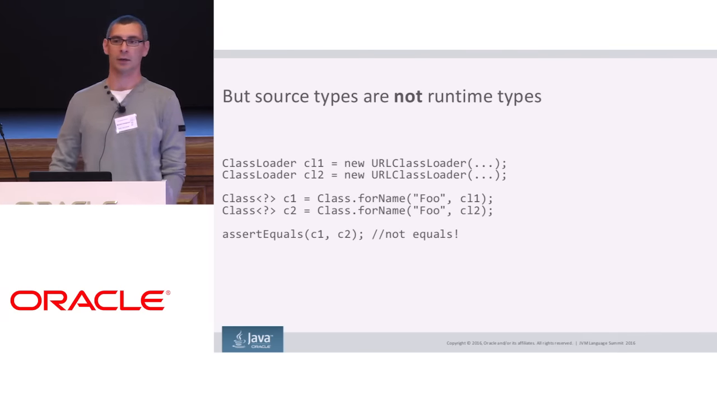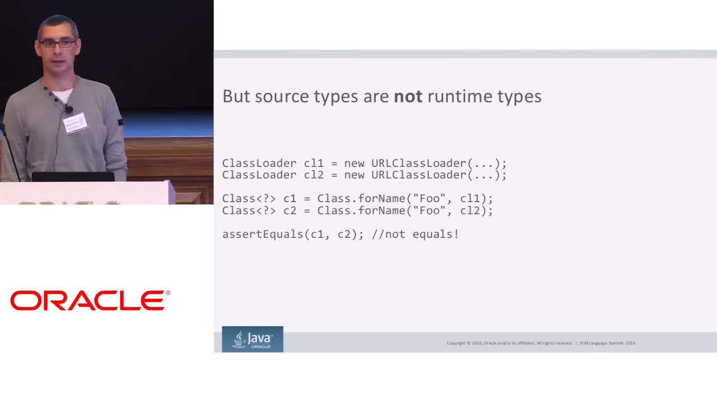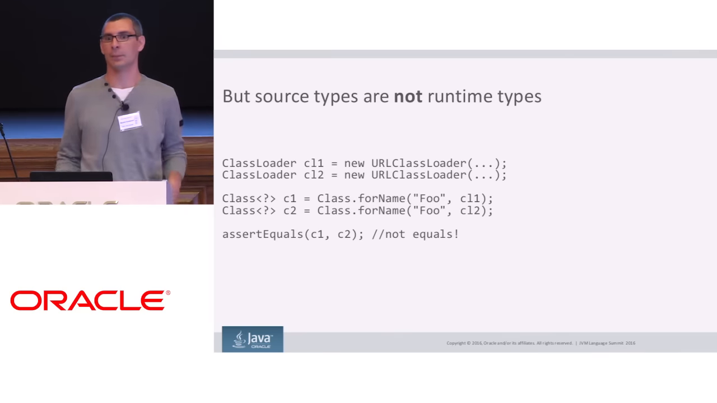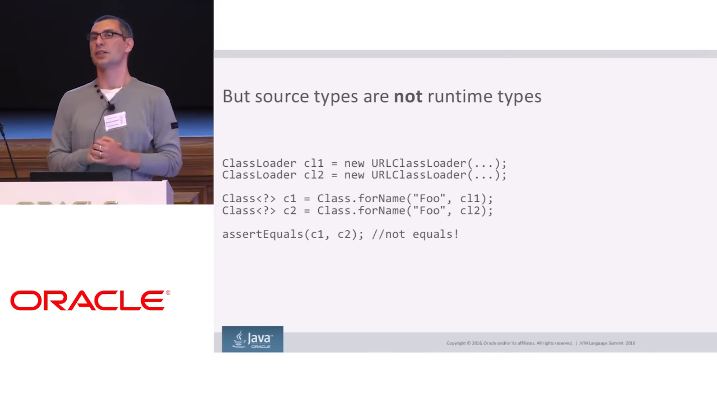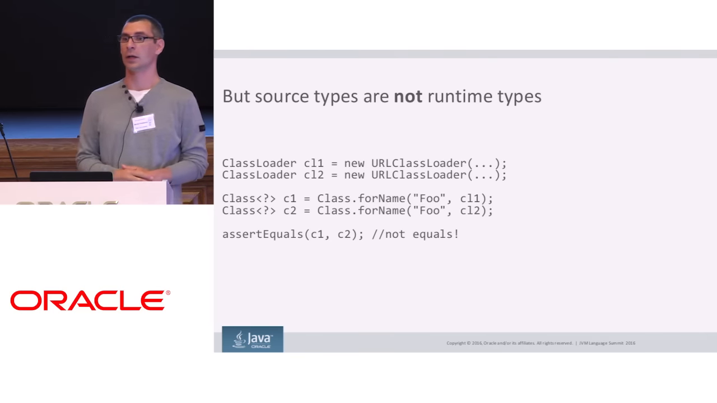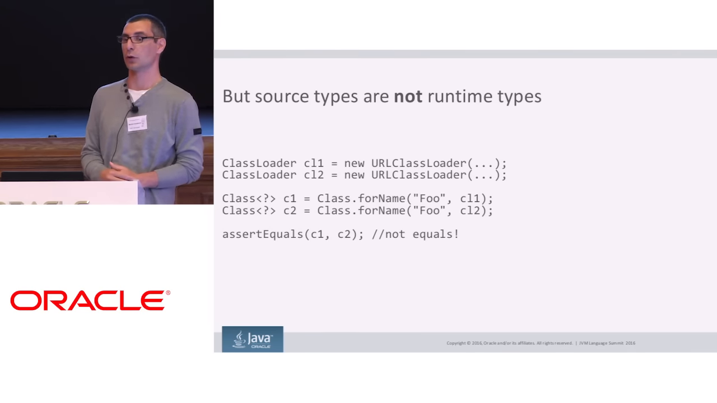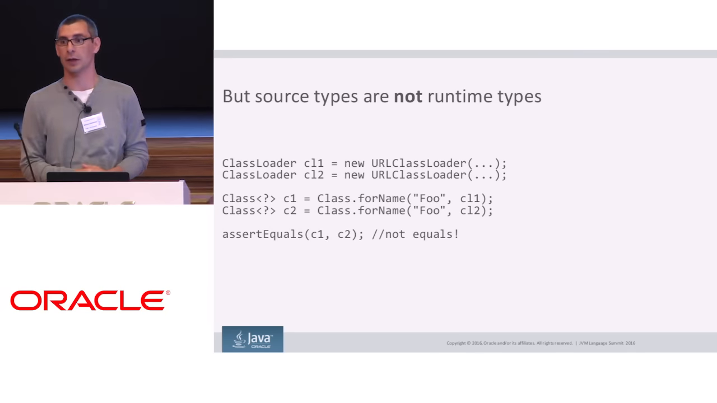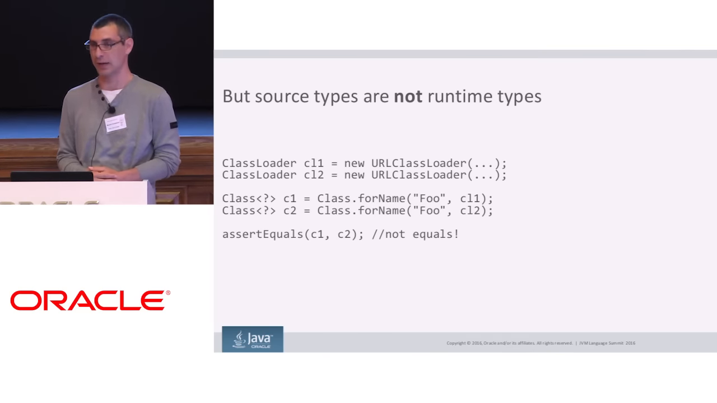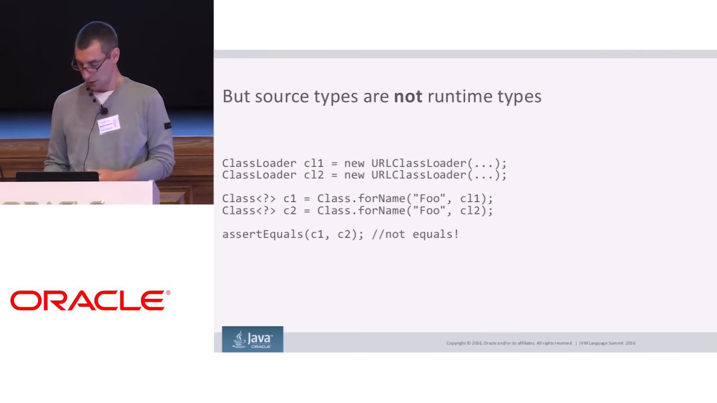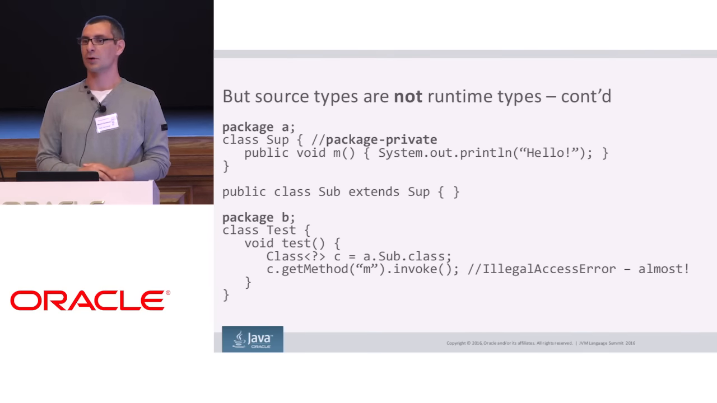Of course, we know better, right? Source types are not runtime types, and a source type, in some sense, is less rich. The runtime type has more things, such as a class loader. The compiler doesn't know anything about the class loader, but of course, if you try to load the same class twice with different class loaders, guess what? You get two different java.lang.Class objects out of it. And there are also some more subtle issues.